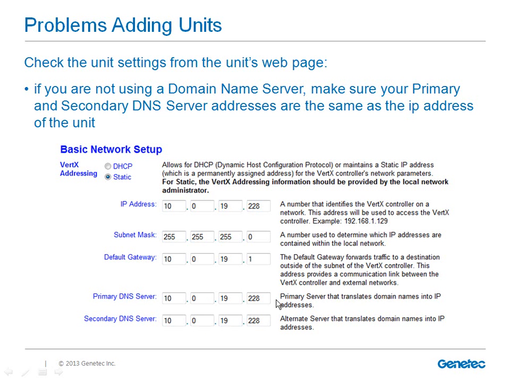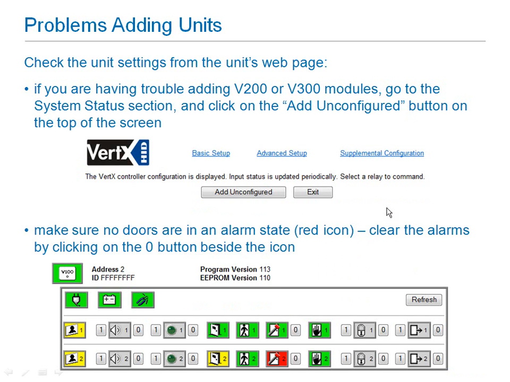If you've added your V1000 controller but are having trouble getting it to recognize the interface boards, go to the System Status section of the web interface. Near the top of the screen here, we have an Add Unconfigured button, and that should search the unit for any missing interface panels.